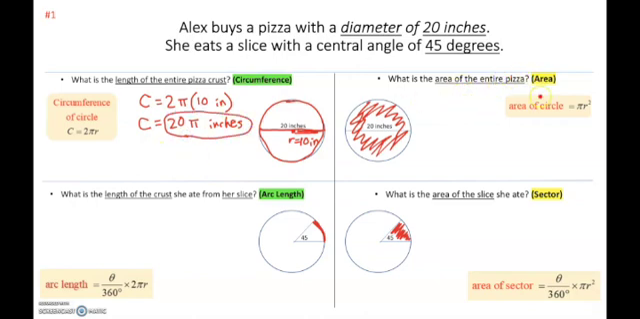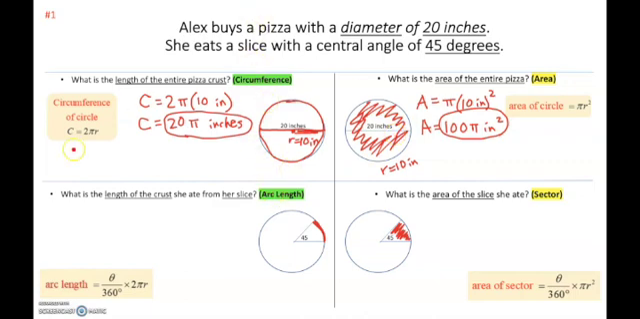Now let's find the area of the entire pizza. The area of the circle is equal to pi r squared. So the area is equal to pi times, let's find our radius again. Oh, it's also 10 inches. So pi times the radius squared, which is 10 inches squared. So 10 times 10 is 100, bring down the pi, inches squared. Now notice how the inches is in inches squared. That's because it's a 2-dimensional measure of an area.